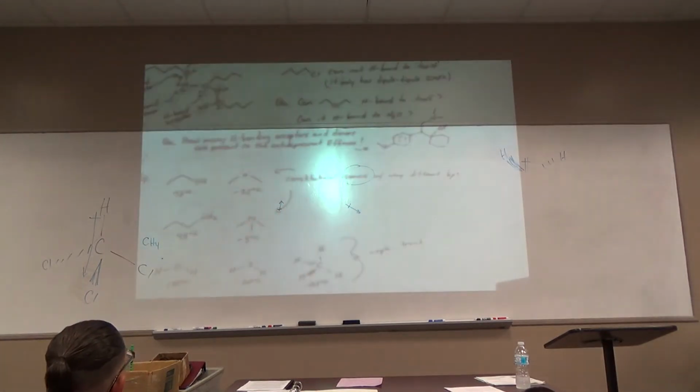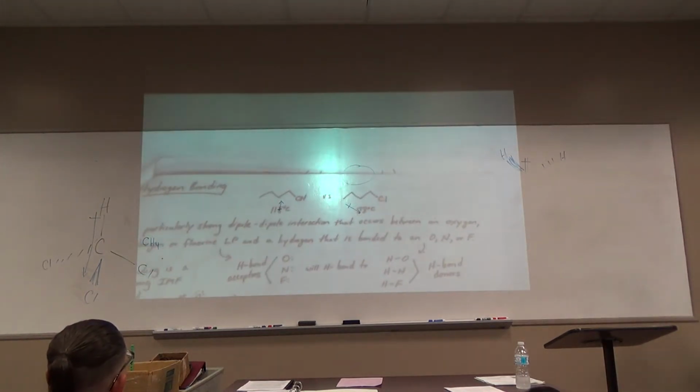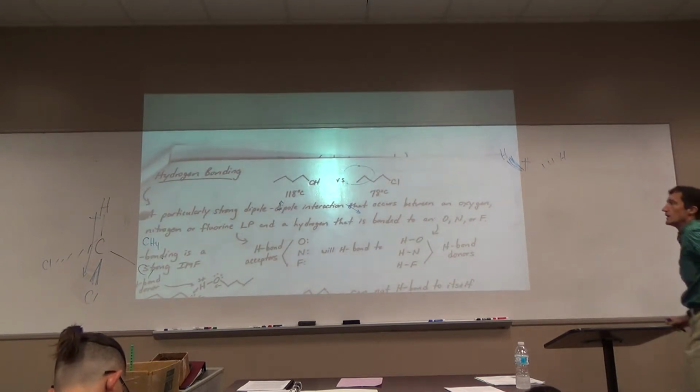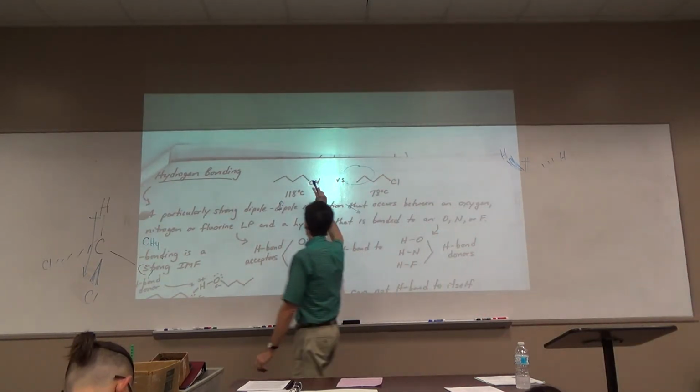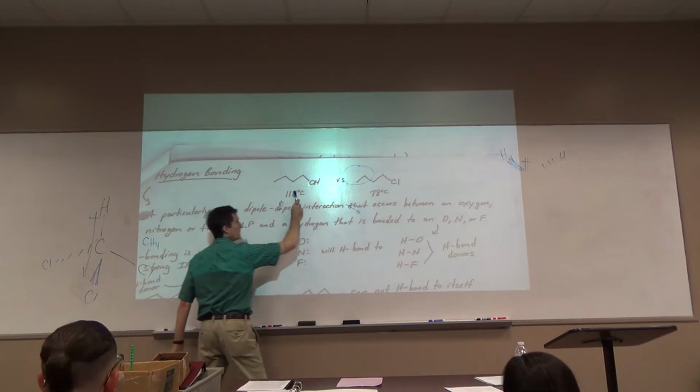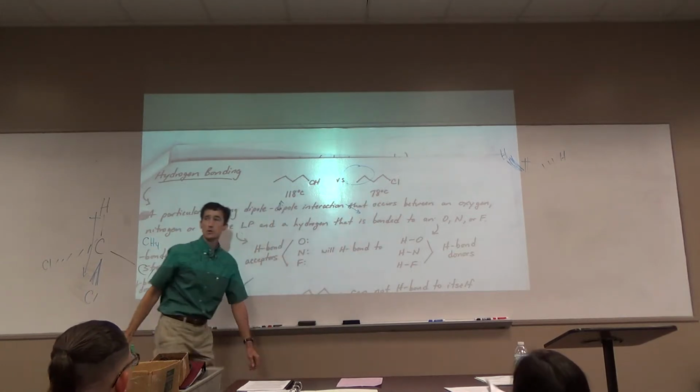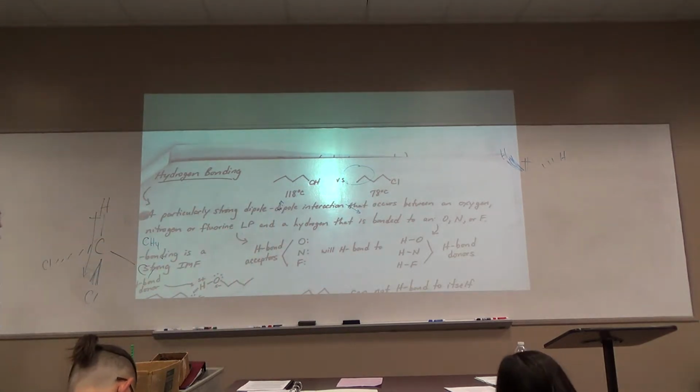Okay, third one probably was hydrogen bonding. Look at these two. This alcohol has a higher boiling point than this alkyl chloride. By a substantial bit. What's that, about 40 degrees?